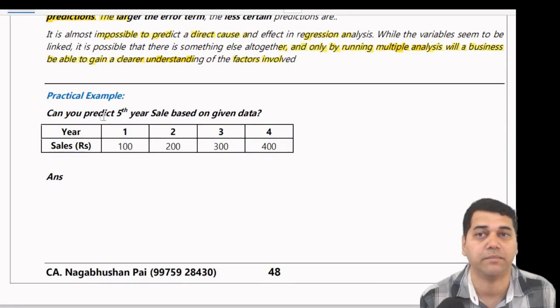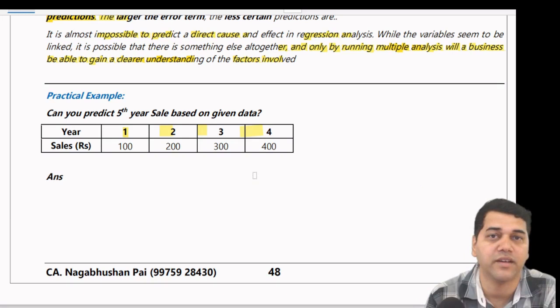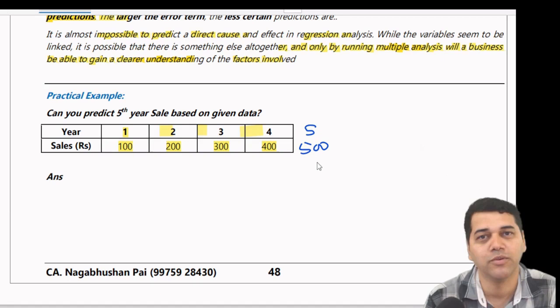Now, my first 1, 2, 3, 4 year sales are given: first year sales, second year, third year, fourth year. Can you predict the fifth year sale? If I write here year 5, can you predict the fifth year sale? 500? Great. Yes, students, I hope this is the same number you must be predicting. Whoever said 500, you are almost like Shakuntala Devi. You are like Ramanujam, a human computer. I am very happy and surprised to see the human computers. How can you predict so accurately?